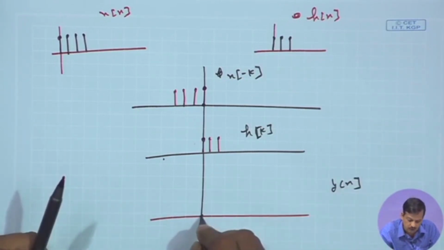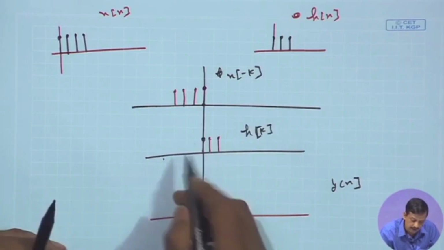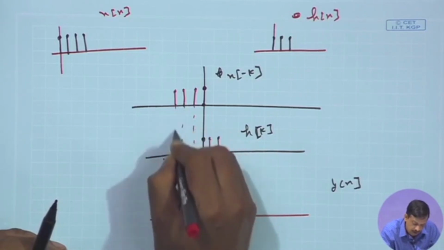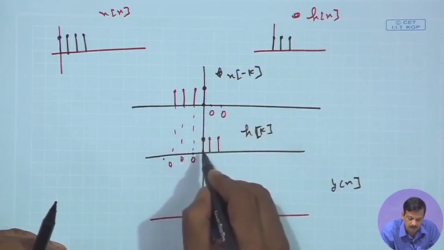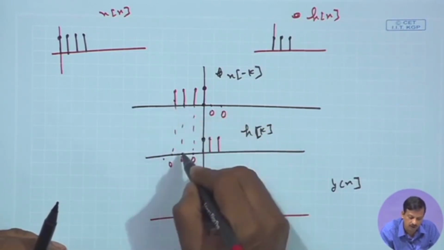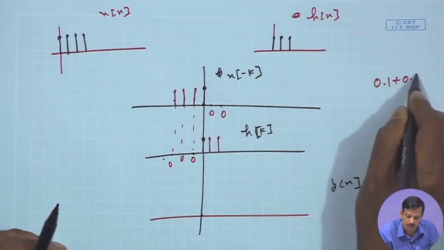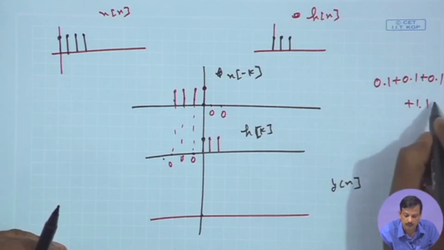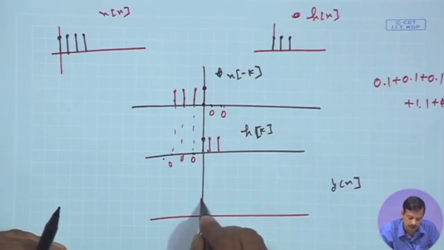So, at y[0], this multiplies with this, and if I project this side, it is 0, here it is also 0, here it is also 0. So, I take the product of this with this, sum with this multiplied with this, and so on: 0 into 1 plus 0 into 1 plus 0 into 1 plus 1 into 1, like that. This will multiply and add, and so I get the first sample of y.